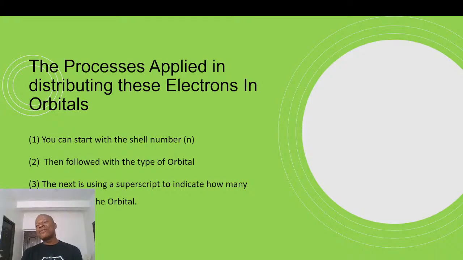Then the next thing you can follow with is the type of shell. First, what type of orbital do you want to put this in? Is it the first one, K? Is it L? Is it M?